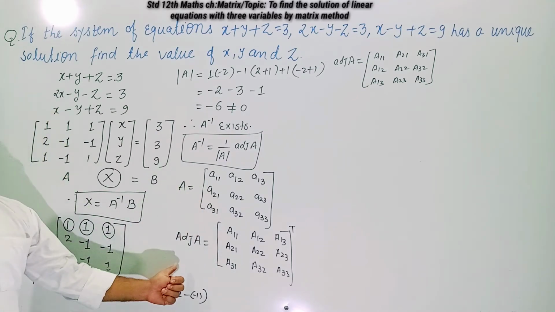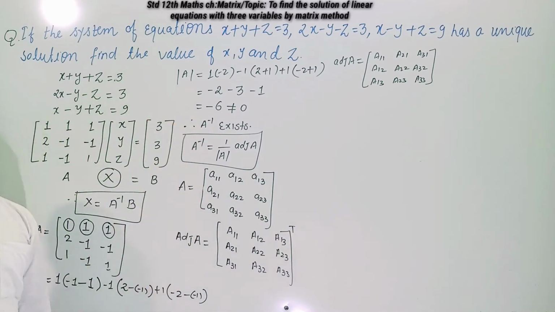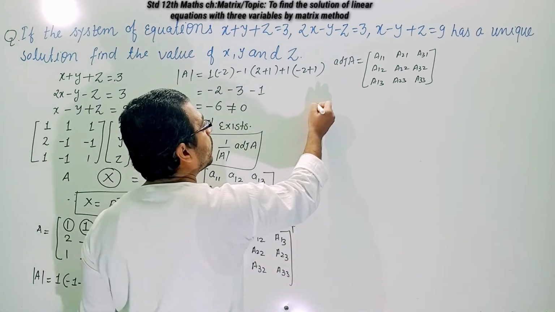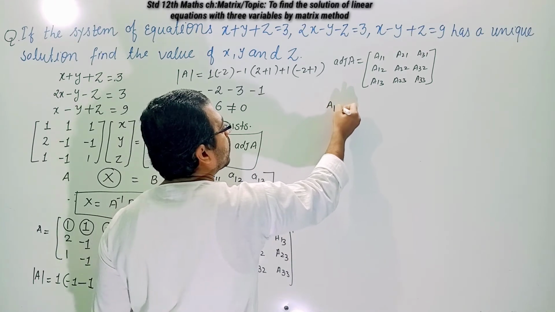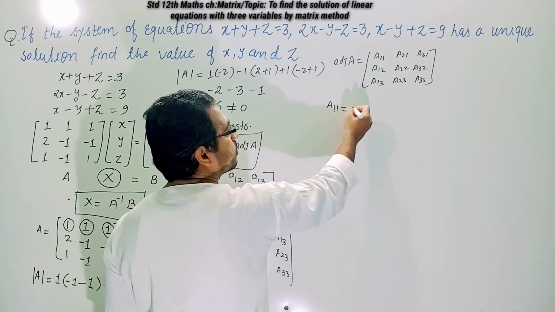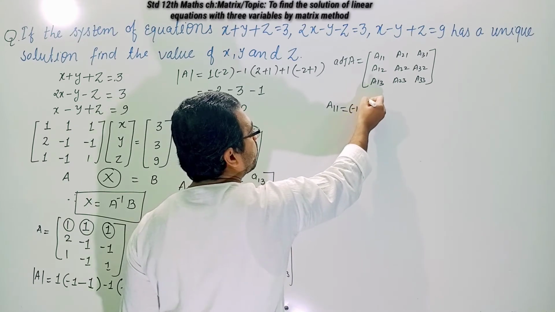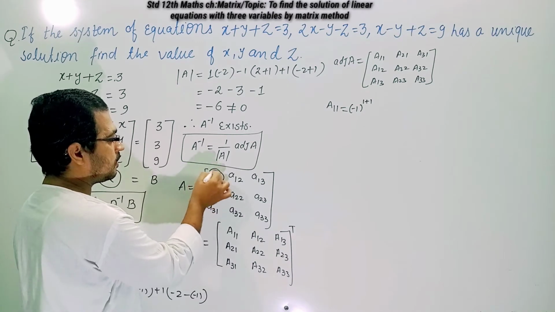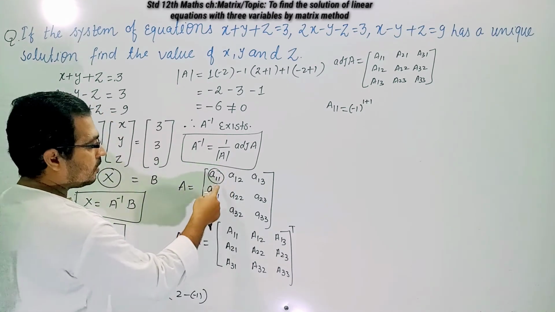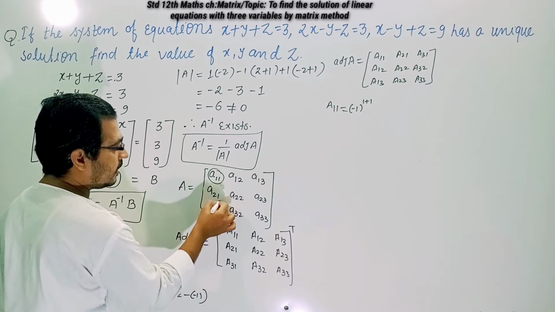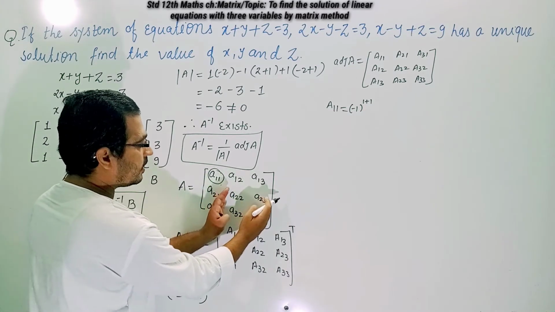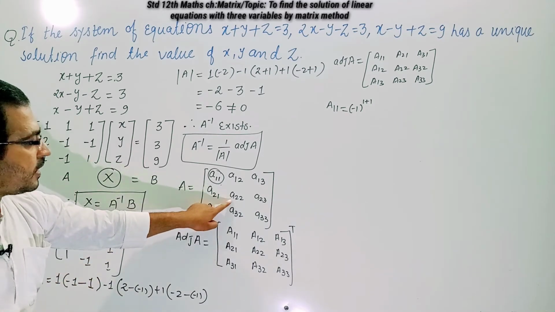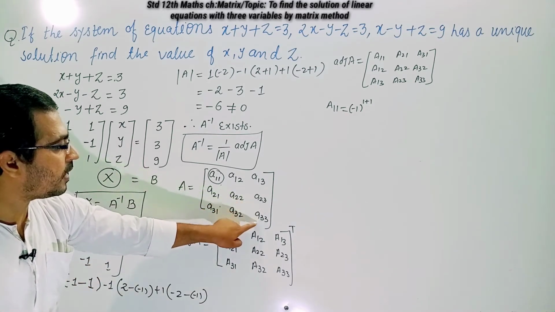Okay, students. Now our target is to find out the cofactor of all these elements. So first of all, we will find out A11. This is the first row and first column. So we will write minus 1 to the power 1 plus 1. We will not write this row and this column. We will take the combinations of the remaining elements. So we will write A22, A32, A23 and A33.